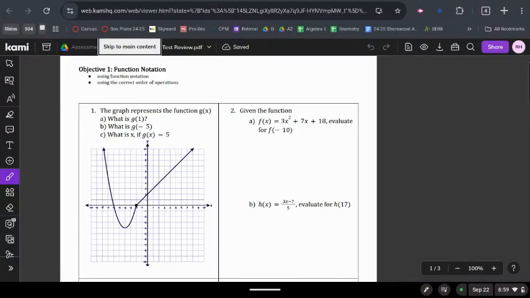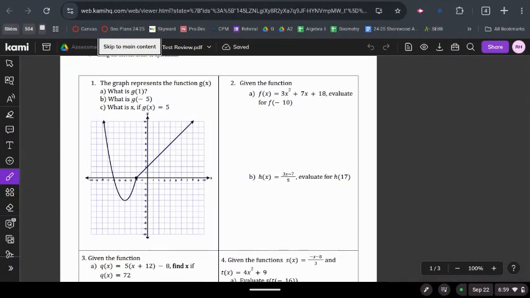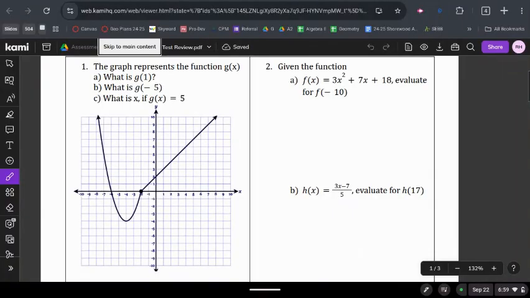Objective 1, function notation. This first problem is asking you to use the graph to find g of 1. So when I look for g of 1, that means when x is 1. So I see when x is 1, I can go up to this point, and that means that g of 1 is 3.